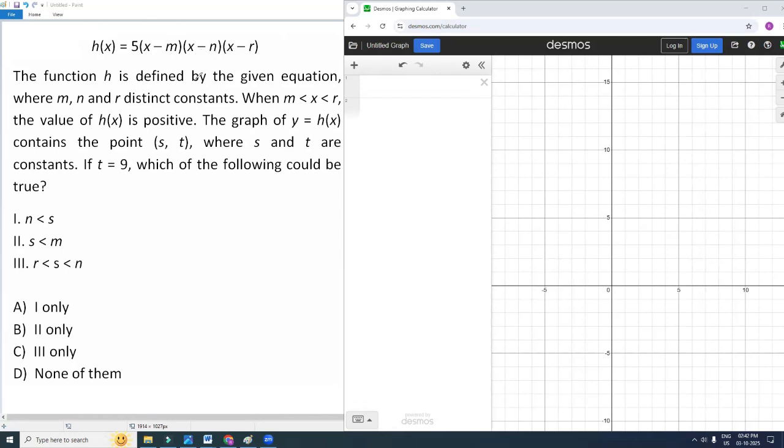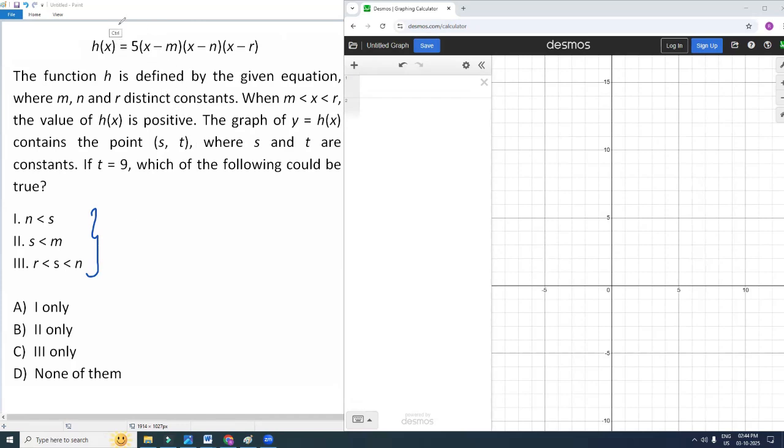The function h is defined by the given equation where m, n and r are distinct constants. When m is less than x less than r, the value of h of x is positive. The graph of y equals h of x contains a point (s, t) where s and t are constants. If t equals 9, which of the following could be true? Here we have three statements and we have to find the one that could be true.